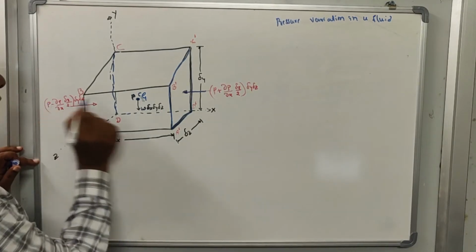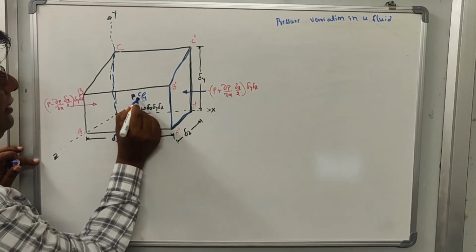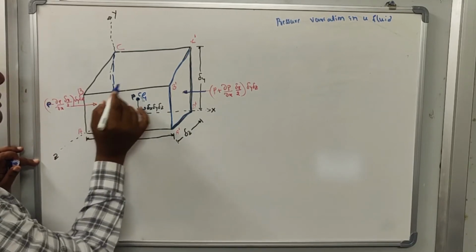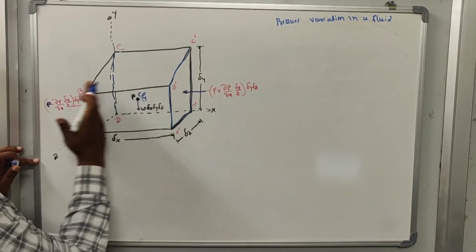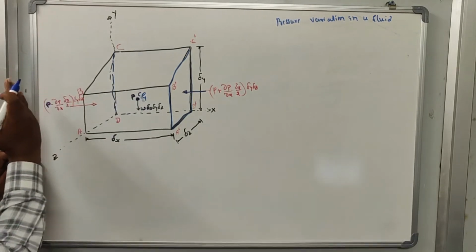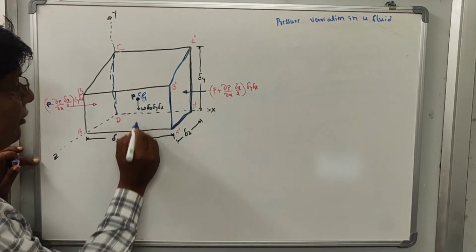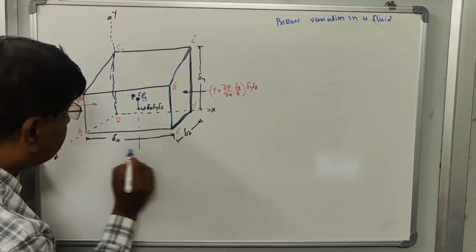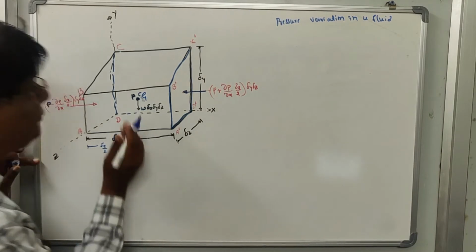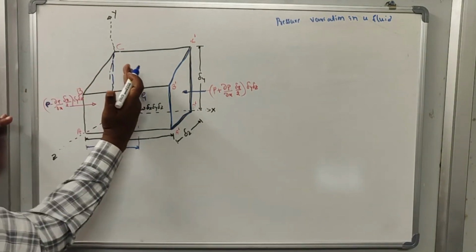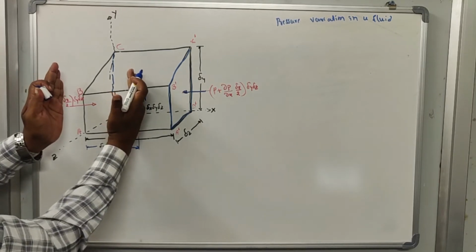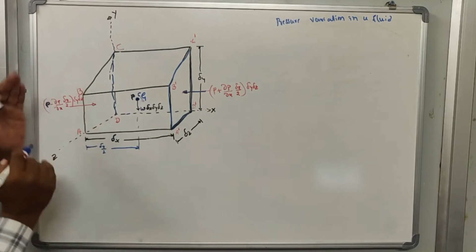So P is the pressure here at the CG point. The plane ABCD is lying on the left side of the CG point at a distance of delta x by 2. This is the centroidal point, half of the length, because CG is the reference point. So this plane is lying from this point at a distance of delta x by 2.